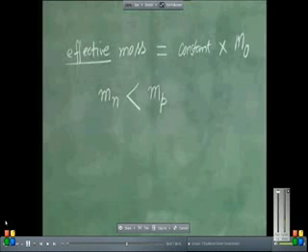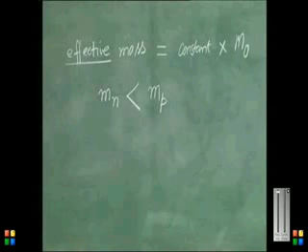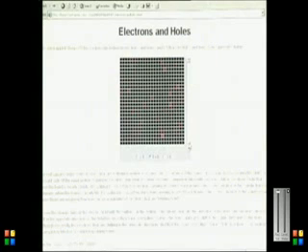When we are talking of carrier transport, I will show you another animation or analogy to understand the concept of hole. Now look at this slide.